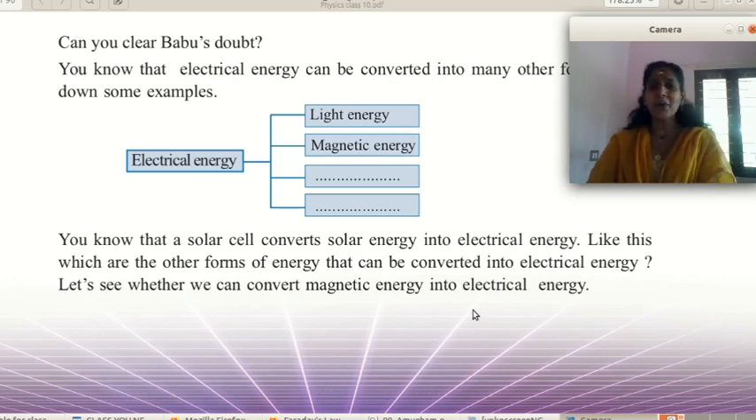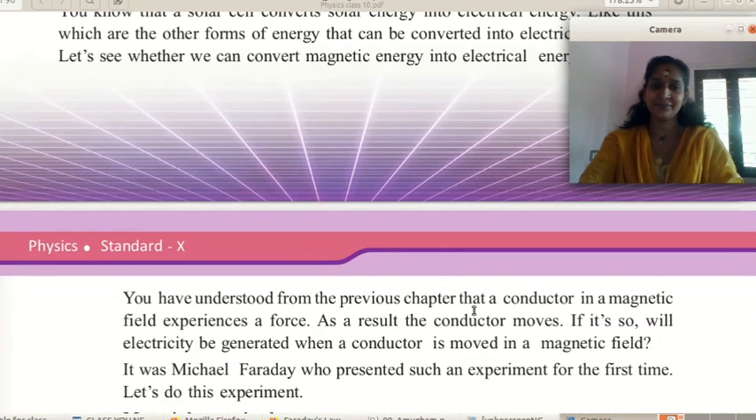Which are the other forms of energy that can be converted into electrical energy? Do you ever think of it? How can we convert magnetic energy into electrical energy?